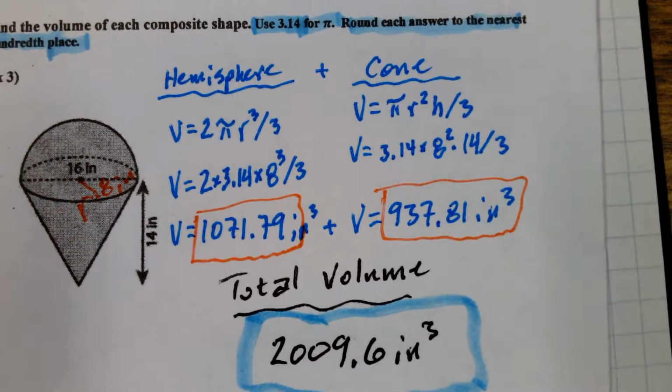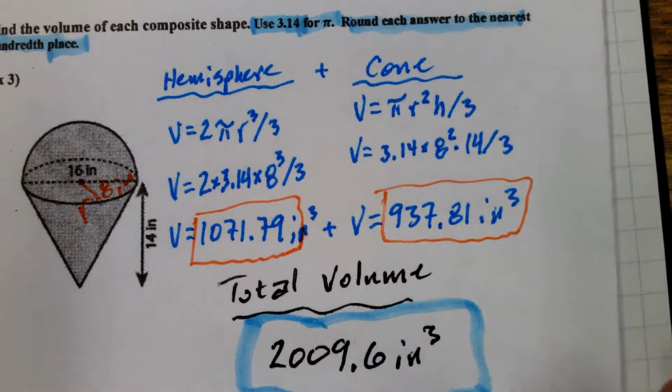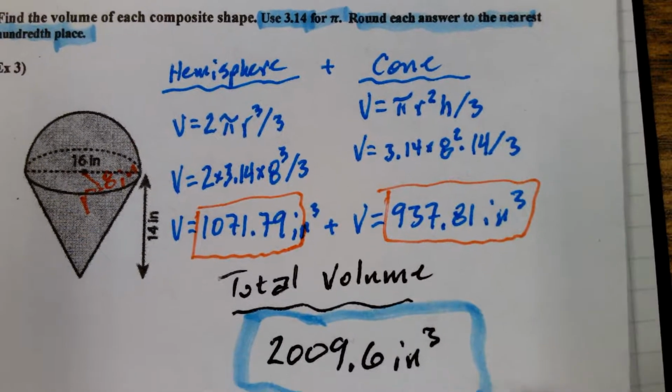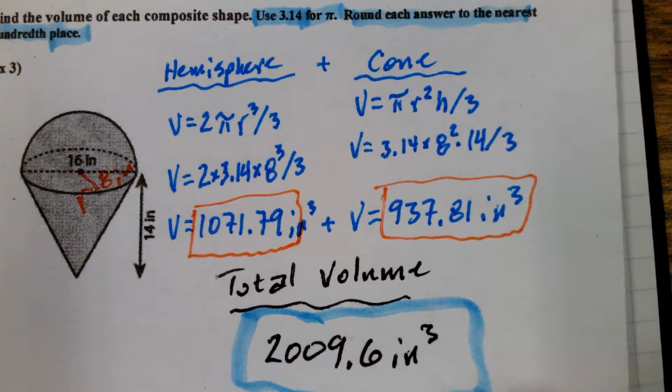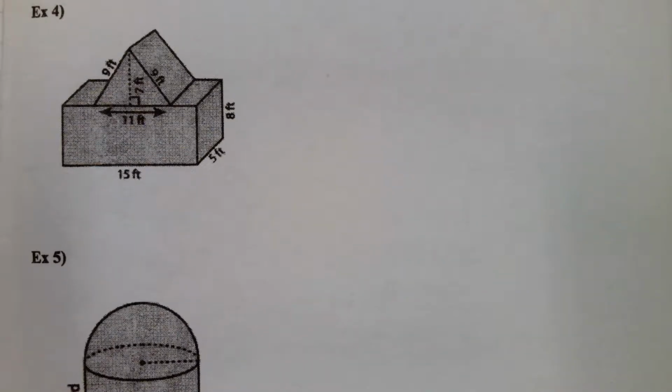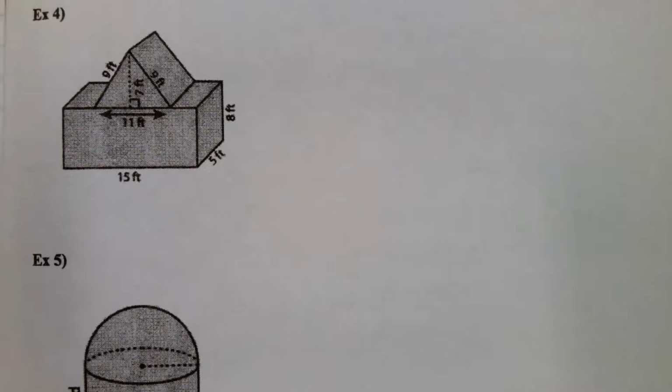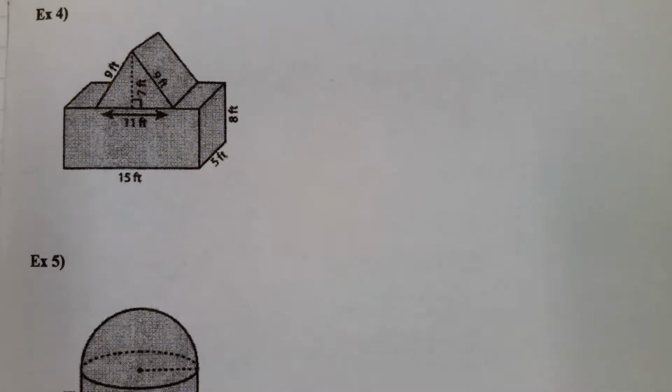All right. So now we're going to practice a few more on the back. 3 more to be exact. Okay, you guys ready? Let's do it. So let's see what we have. We have a triangular prism on top of a rectangular prism.